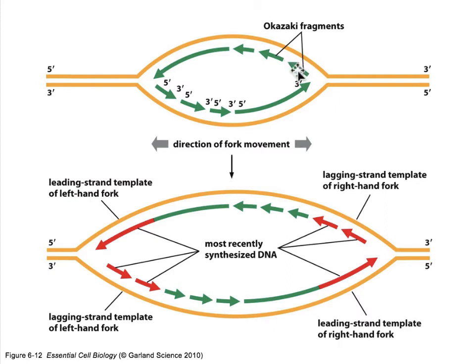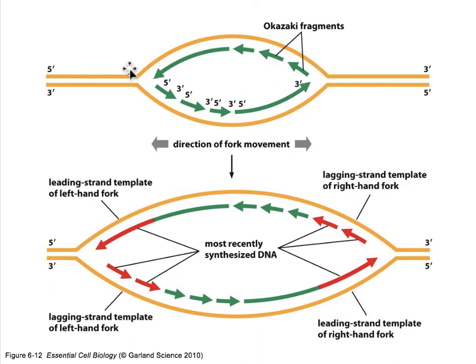So these fragments that are made discontinuously as the bubble opens up are known as Okazaki fragments, after the Japanese scientist who first discovered these. Conversely, if you look at the left side of the bubble, at the left replication fork, the situation is flipped upside down. The top strand is made in a continuous direction, and the bottom strand is made in a discontinuous reverse direction compared to the right-hand side.